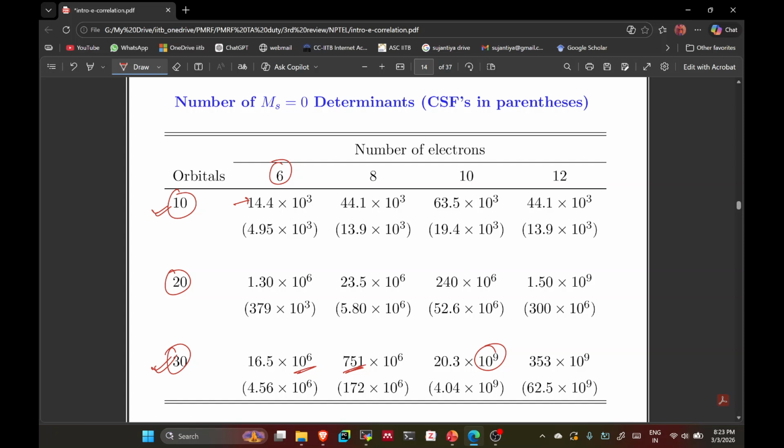Now, what is the solution? The numbers in parentheses that you can see are lower than the numbers above, because here they are taking care of the S squared symmetry. That's why group theory is also very important in quantum chemistry: if you use the symmetry, the number of determinants gets reduced, because you don't incorporate those determinants that are going to give you a zero value.